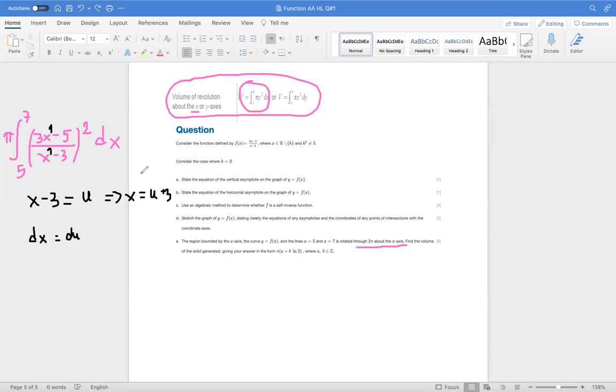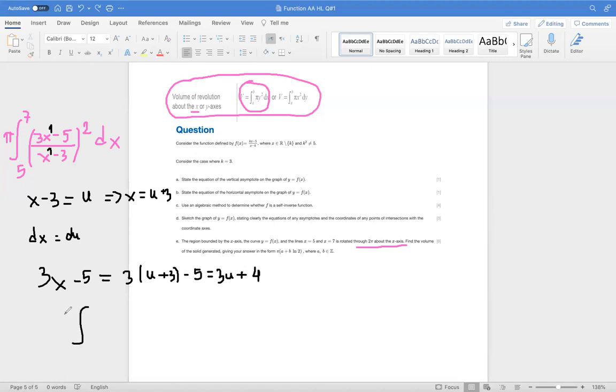Because I need to define 3x minus 5 in terms of u. So then 3x minus 5 will be 3 times (u plus 3) minus 5, which will be 3u plus 9 minus 5, which will be 3u plus 4. Okay, so now instead of 3x minus 5, let's replace this with 3u plus 4.